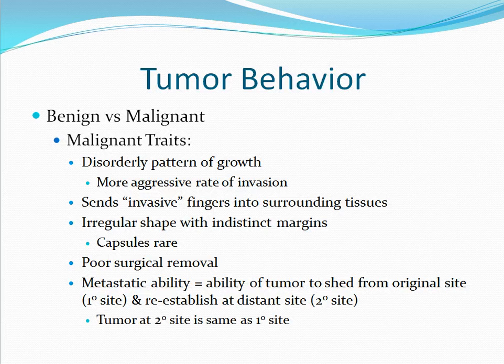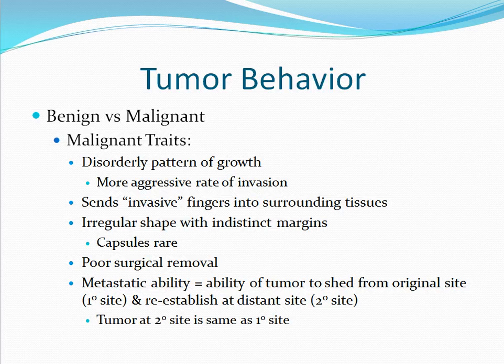Traits of a malignant tumor: they tend to exhibit a disorderly pattern of growth. They tend to be more aggressive and have a much more aggressive rate of invasion into the surrounding tissue. They tend to send these invasive fingers into the normal surrounding tissues. They have a very irregular shape with indistinct margins, and capsules are rare. As a result of this irregular shape and invasive quality, they have poor surgical removal. They also have metastatic ability. This is the single most important characteristic that differentiates a benign from a malignant tumor.